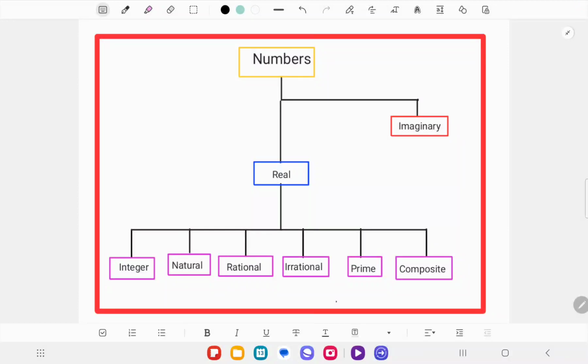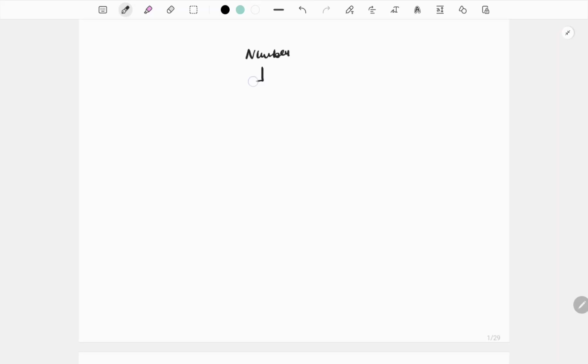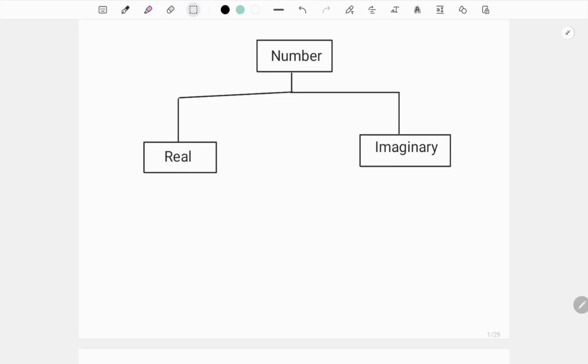In this video, we will have a discussion on numbers. Basically, numbers are of two types. One, it is a real number. The other one is an imaginary. In this video, we will focus our discussion on real numbers.